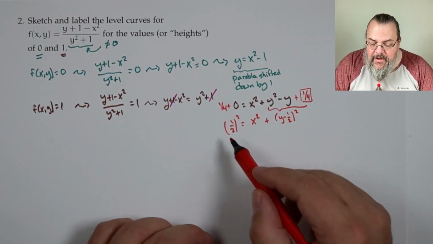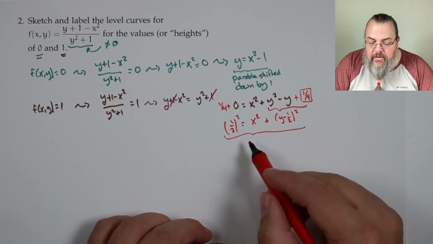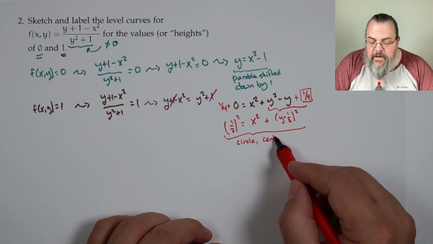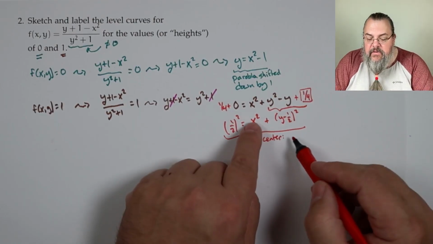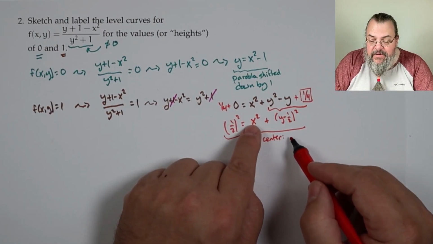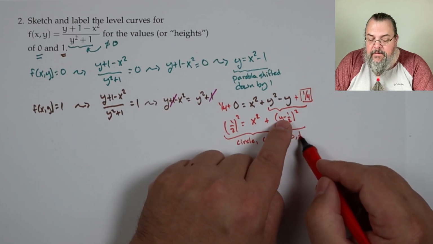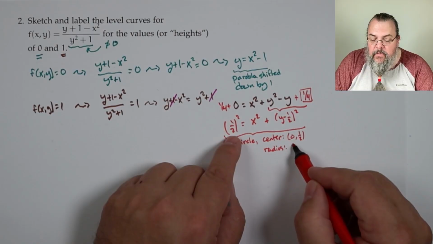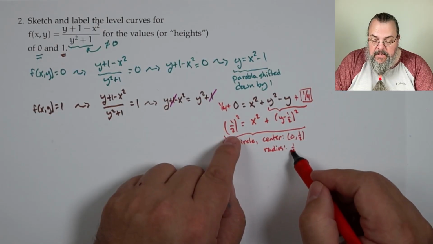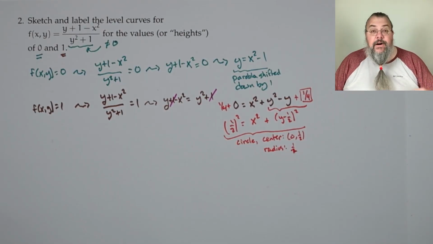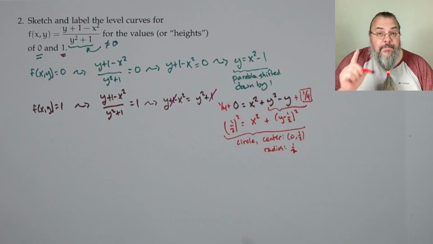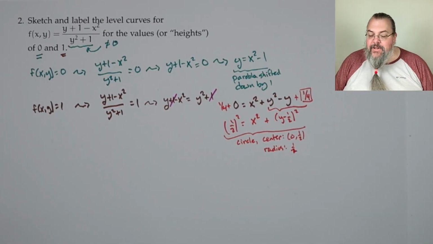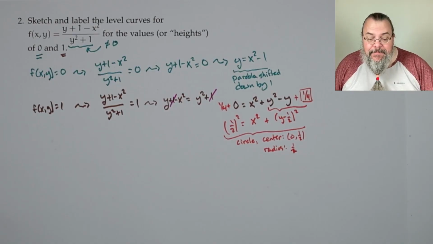So what is that? Well, this is a circle. The center, we can read off, is at 0, because this is x minus 0, and 1/2. And the radius is 1/2. All right, so now we have our curves. We've identified them. We need to sketch them and to label them.